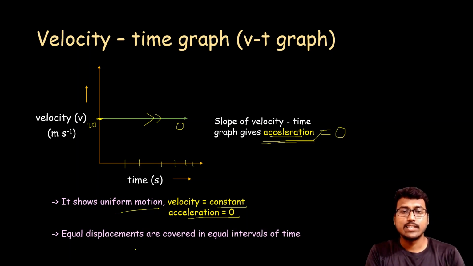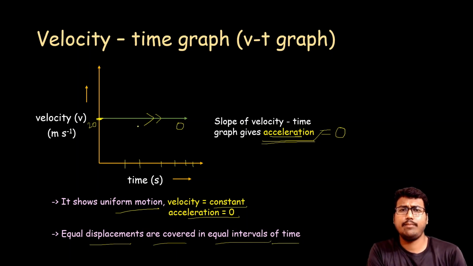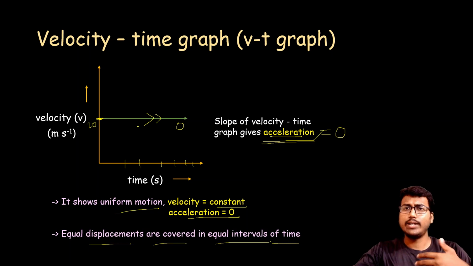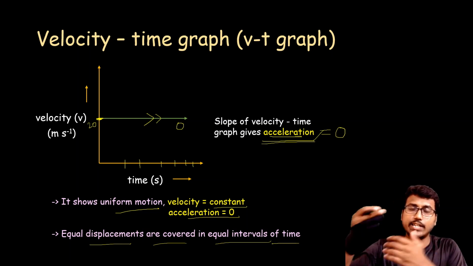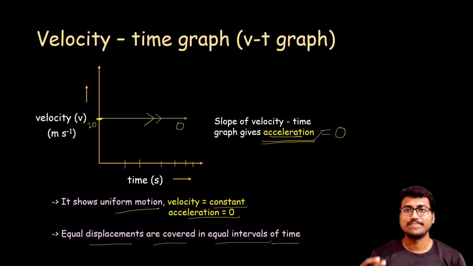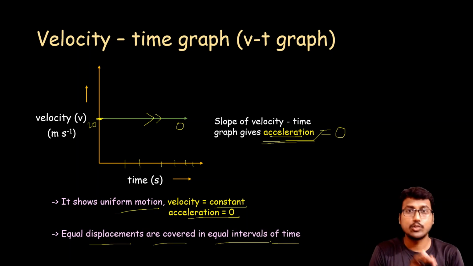Next, equal displacements are covered in equal intervals of time. If the velocity is the same, it will cover equal distances only, right? So if the velocity is 60 kilometer per hour, every 1 hour it will cover 60 kilometers, right? So it will cover equal displacements in equal intervals of time. So this graph shows uniform motion.